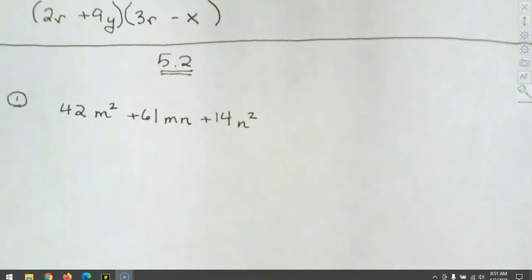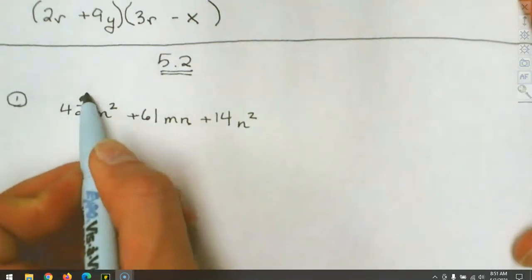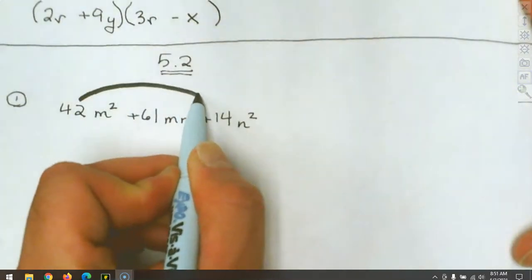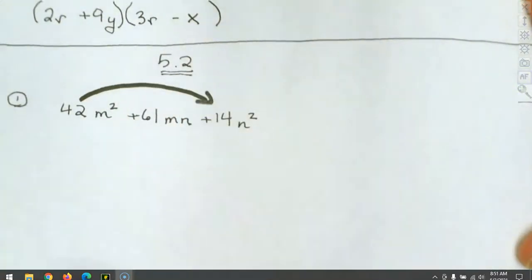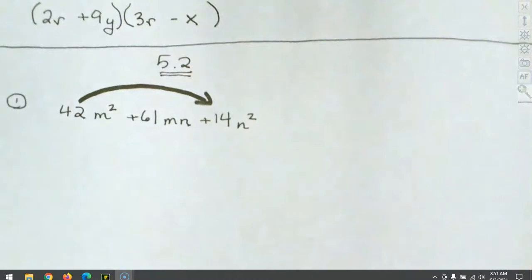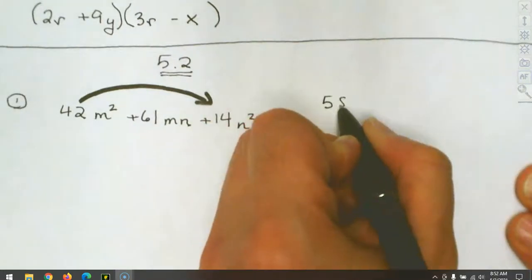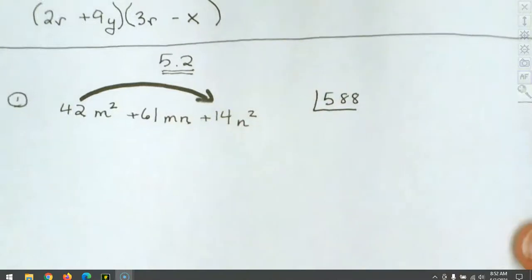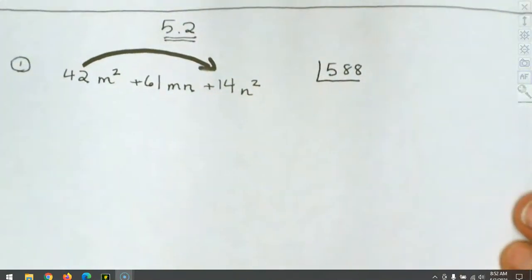How do we handle this one then? We take our first number, because we have our 3 terms. When you have 3 terms, you take the first number times the last number. And that gives you then 42 times your 14, and that's a 588. Okay, so place that 588 in the box.